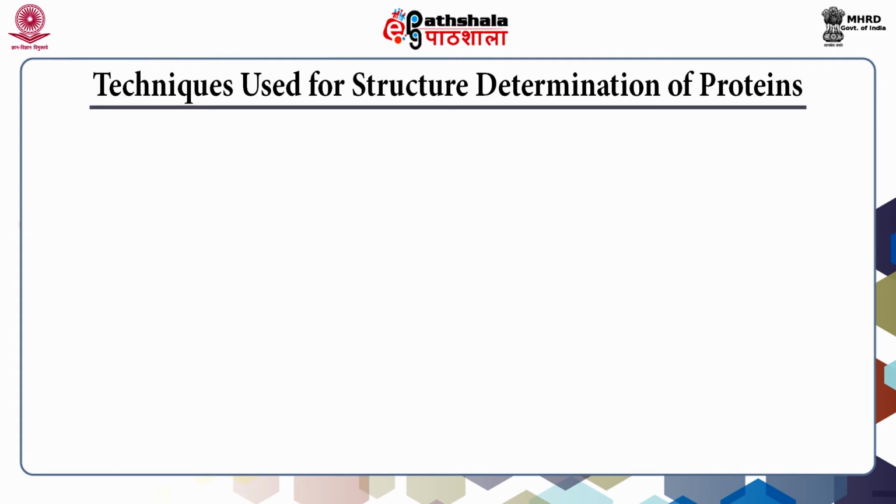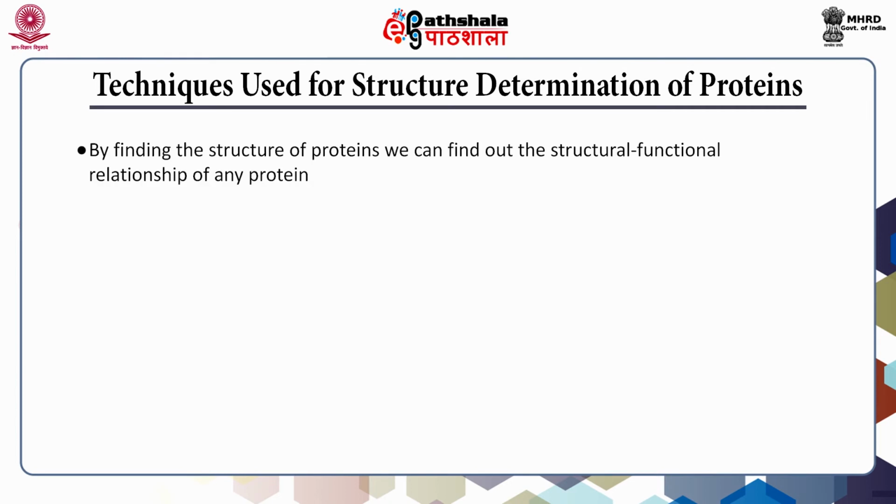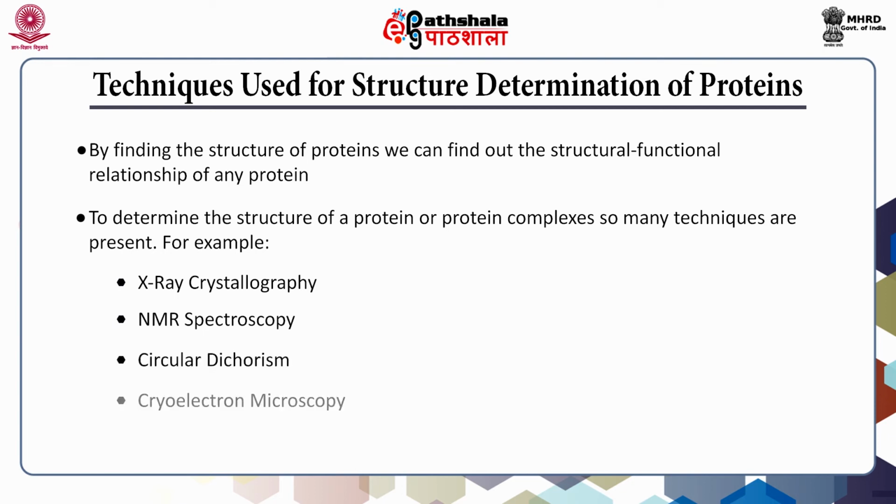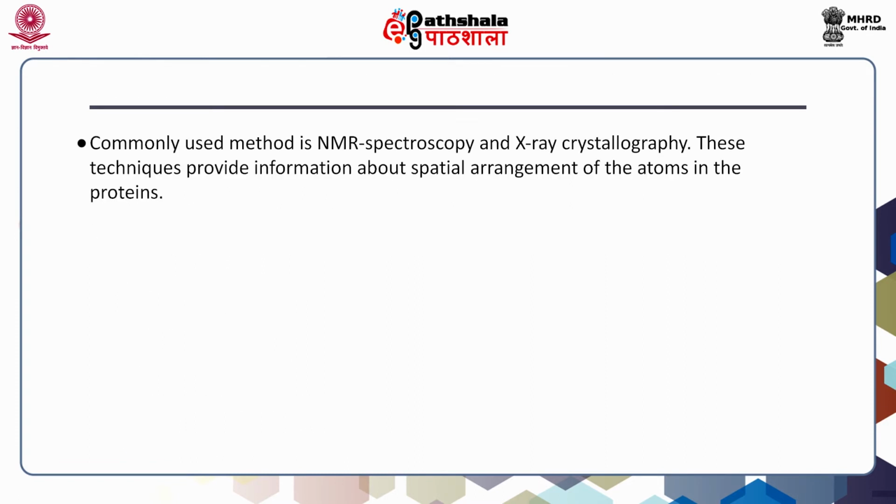Techniques used for structure determination of proteins. By finding the structure of a protein, we can find out the structure-function relationship of any protein. To determine the structure of a protein or a protein complex, many techniques can be used. These include X-ray crystallography, NMR spectroscopy, circular dichroism, cryo-electron microscopy, and dual polarization interferometry. Commonly used methods are NMR spectroscopy and X-ray crystallography. These techniques provide information about the spatial arrangement of atoms in the proteins.